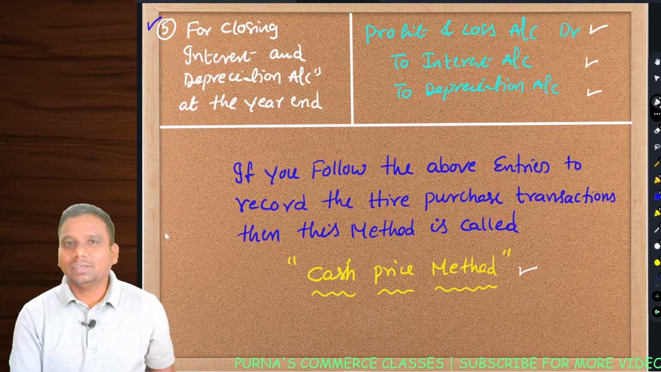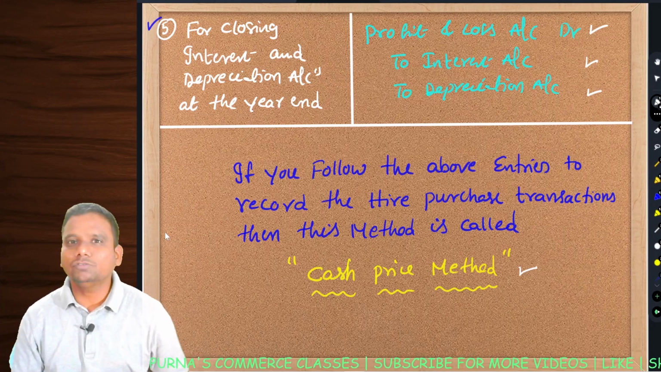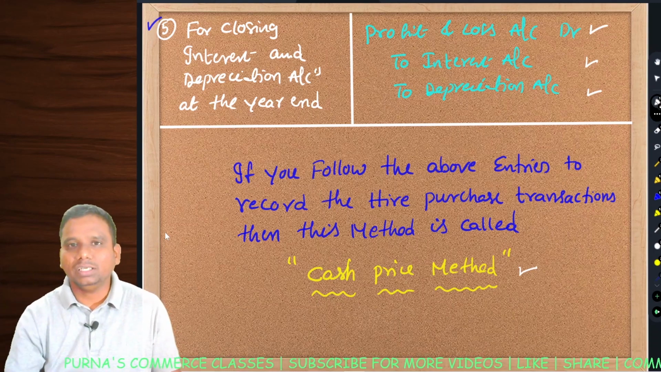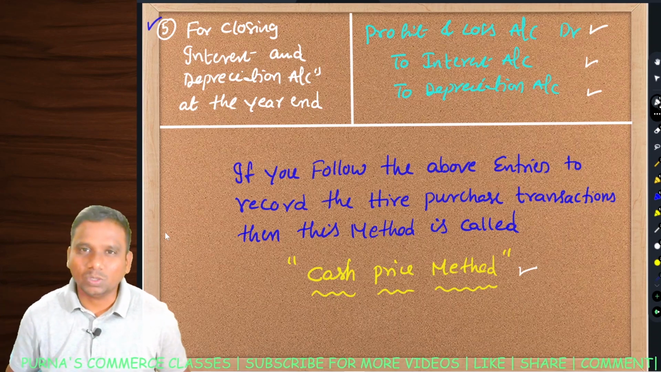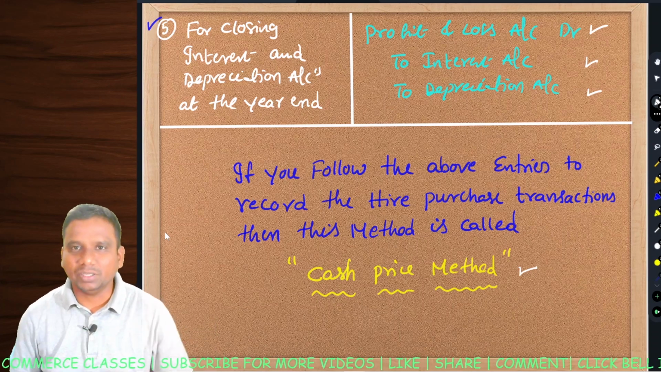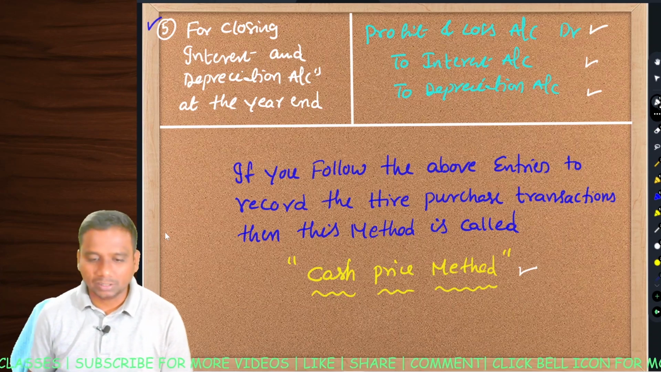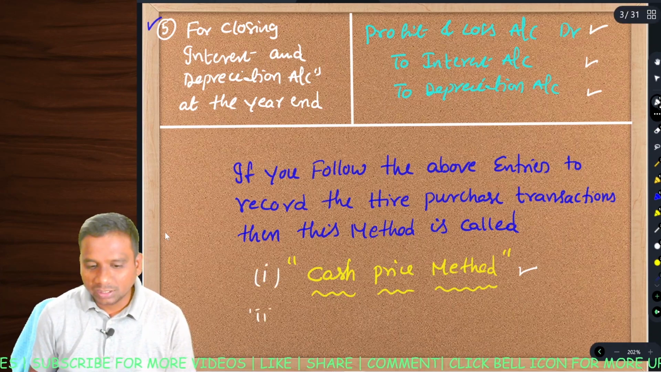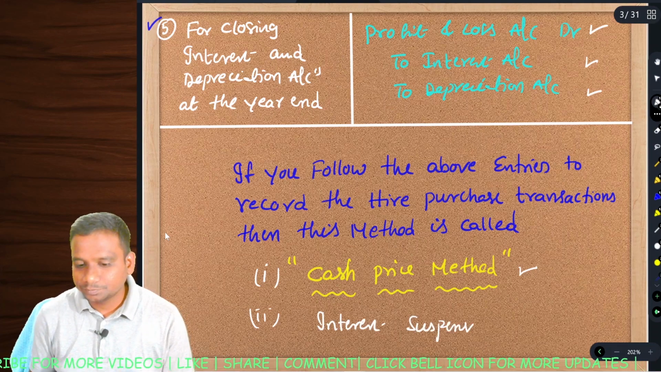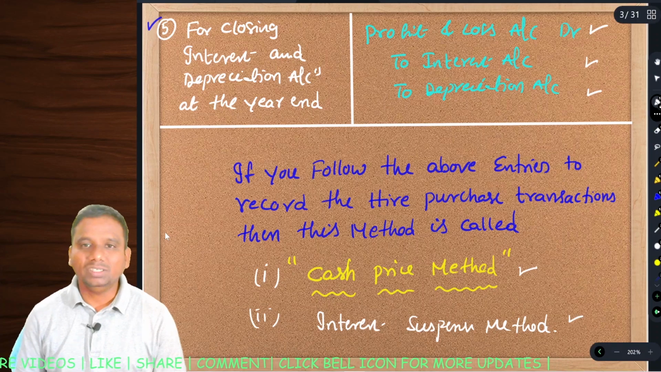If we say it at the start, how will it work? We should first understand what the accounting treatment is. Actually this is the method we should follow, and it is the basic method. Alternatively, we have another method also. You may follow either the first method or the second method, but this is the basic method. So what is this method's name? Cash price method. We have another method also, that is the interest suspense method. Regarding the second method, we'll discuss later.